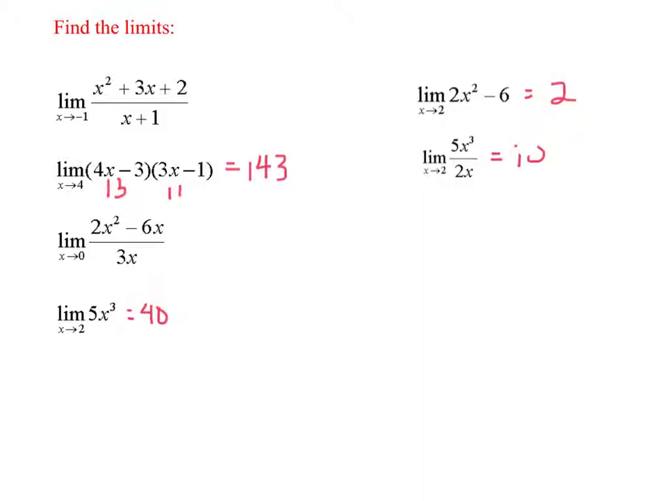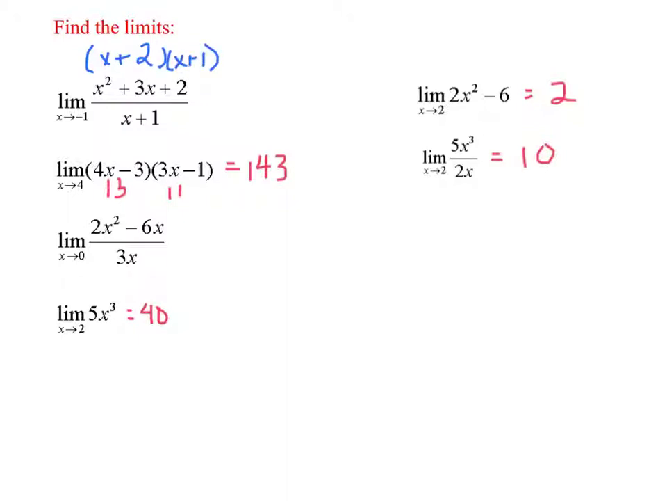Now, let me go to these ones that maybe look a little harder. If I plug in negative 1, I get 1 minus 3. So 1 minus 3 is negative 2, plus 2 is 0, and negative 1 plus 1 is 0. What that tells me is I should try and factor the top. So let's do that. Two things have to add up to 3 and multiply to 2. How about x plus 2 and x plus 1?